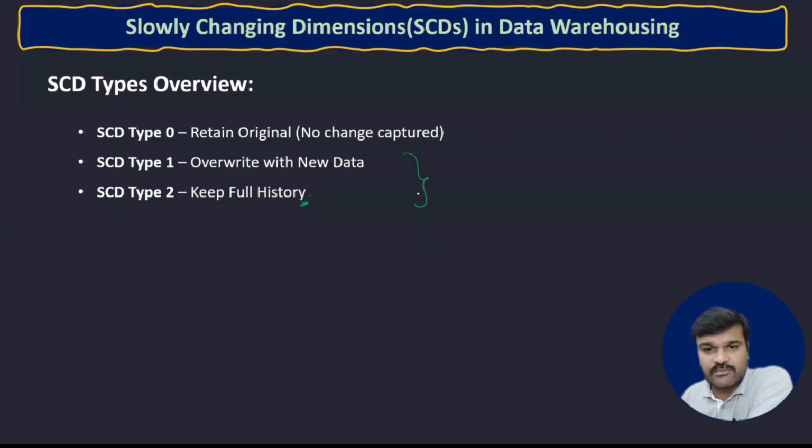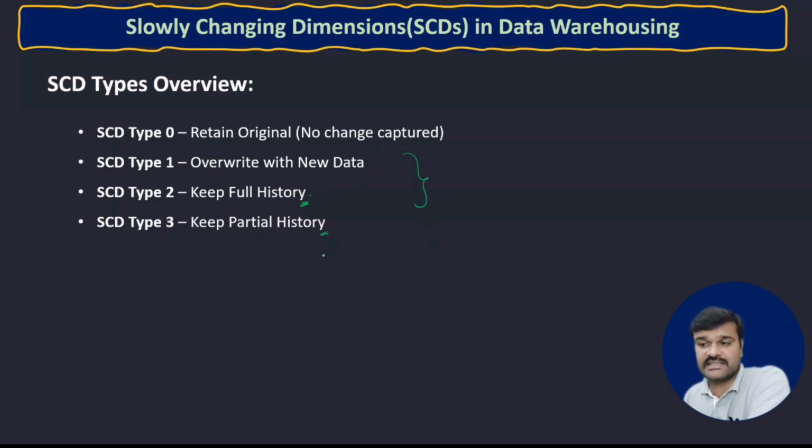A little modification is going to become the remaining types: type 3, 4, 5, 6. So just have an overlook. Type 3 is what? It is going to maintain partial history instead of full history. So maybe you want to maintain only the last 2 addresses.